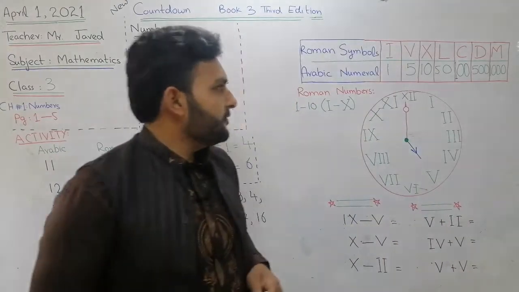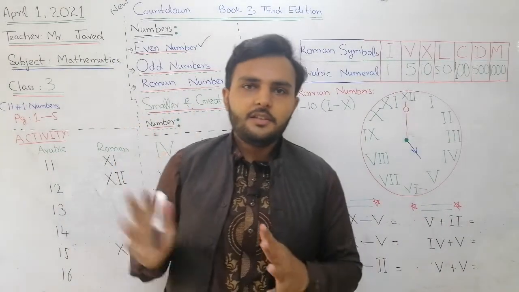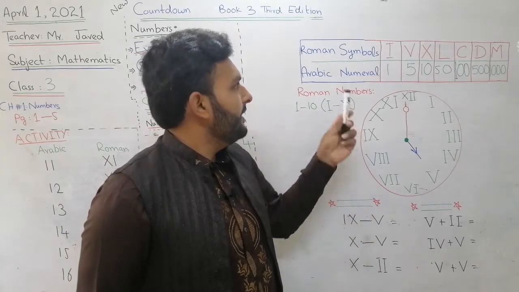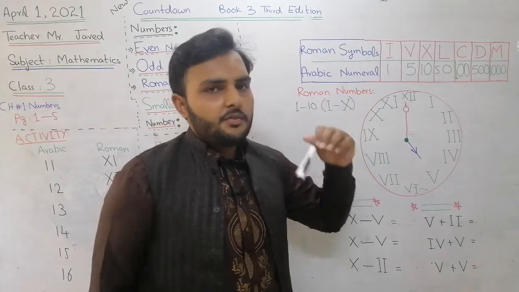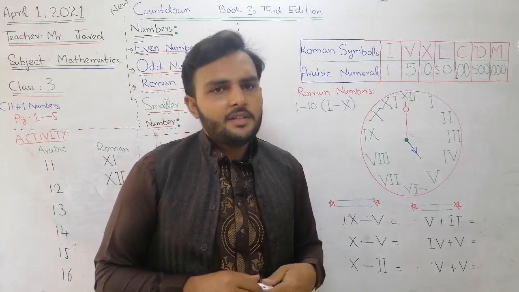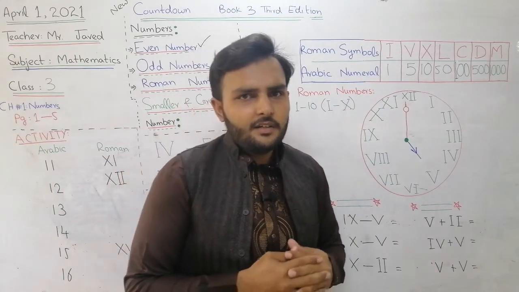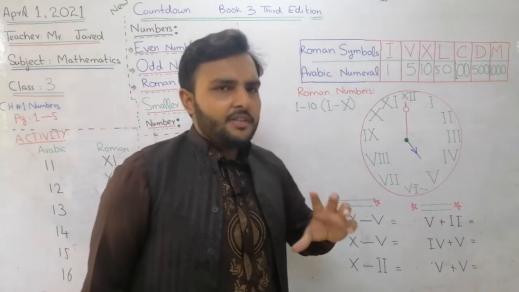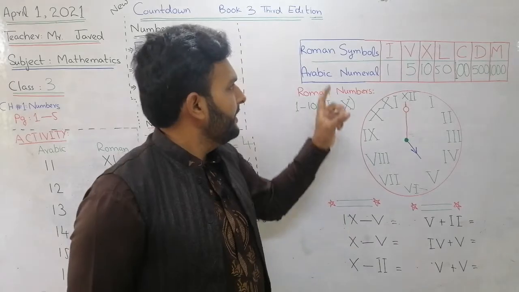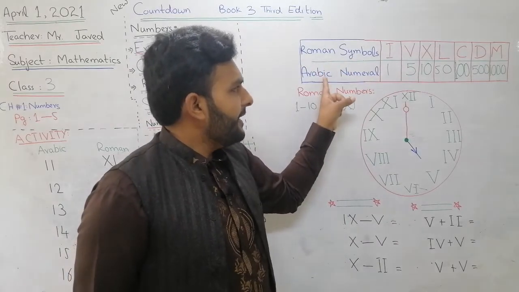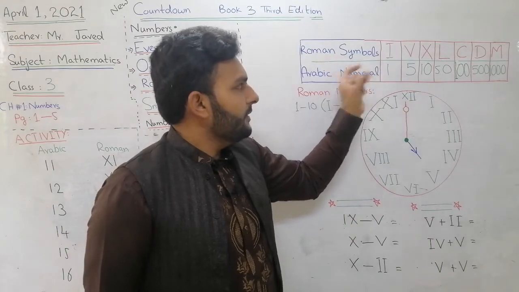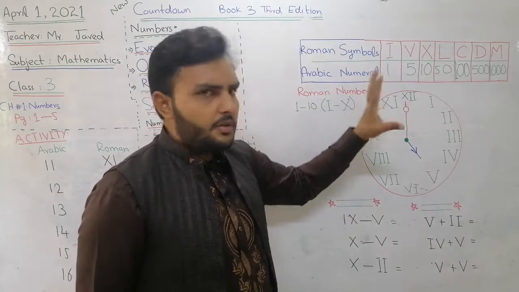Before starting all these key points, first of all we will introduce that table. You should know that table so that it will be easy for you when solving that kind of question. There are basically two kinds of numbers that we use in our daily life: Roman symbols and Arabic numerals. Look, they are not new for you.